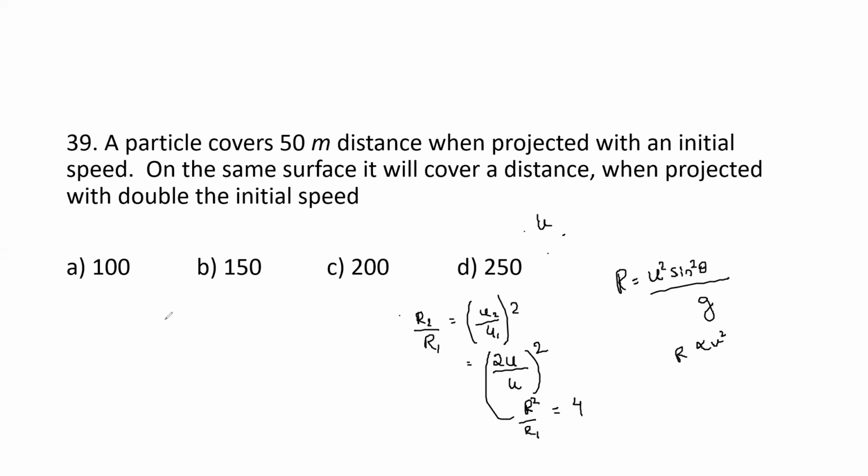Therefore we can write R2 is equal to 4 into R1. R1 value is given as 50. So 4 into 50 is 200 meter. 200 meter is the answer. That is option C, the right option. Then let's see the next question.